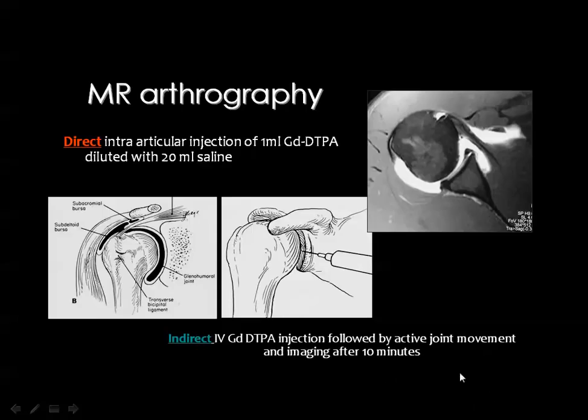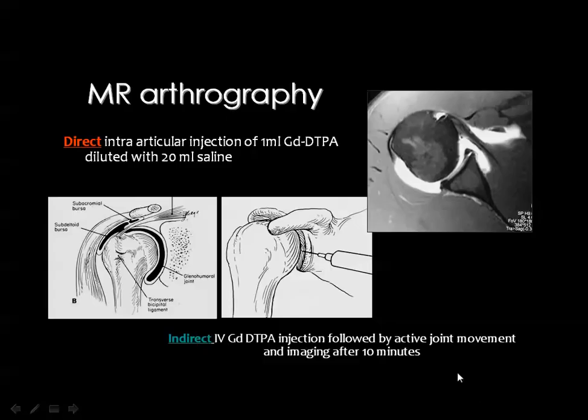MR arthrogram is performed by introducing a needle under fluoroscopic control, aiming at the joint line between the glenoid and the head of the humerus. And the needle is advanced until it hits the bone. Then you withdraw the needle for only 1 millimeter. Then you are in the joint space, and you start injecting the contrast media.